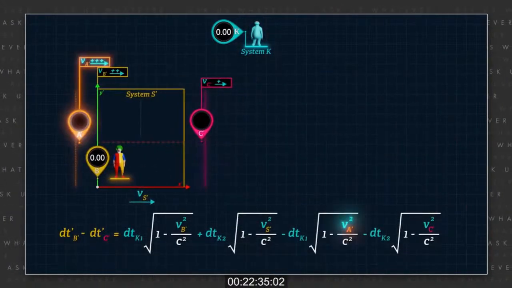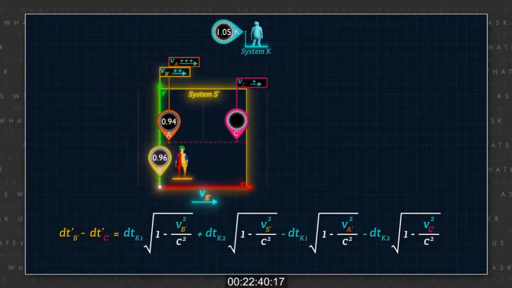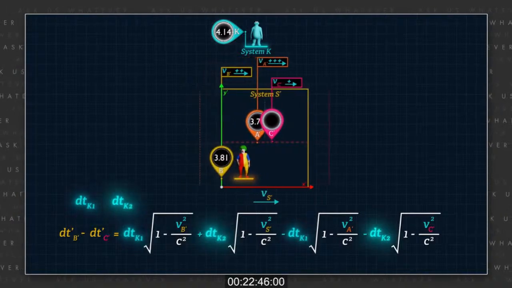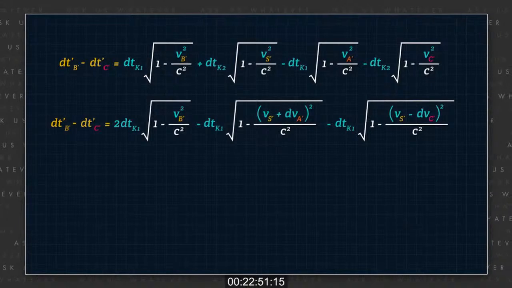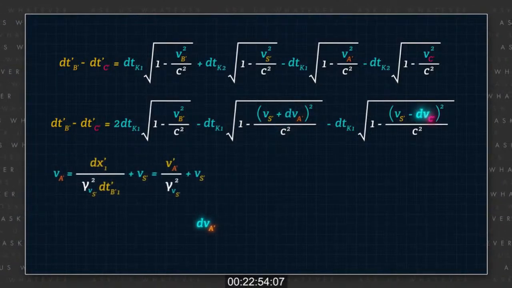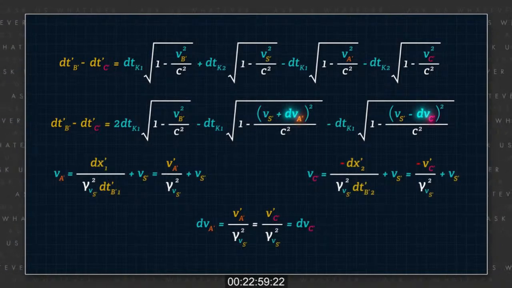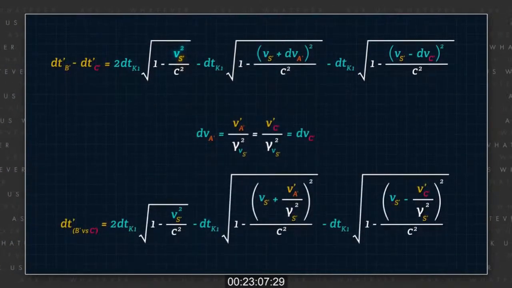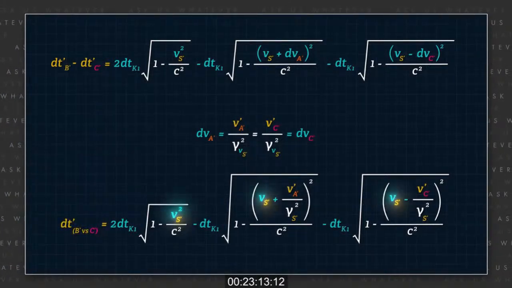When we require clocks A prime and C prime to travel at the same speed relative to a single clock in system S prime, for example, relative to clock B prime, then dt sub k1 and dt sub k2 will be equal. We can then condense this formula to the following formula, where dv sub a prime and dv sub c prime represent the differential system K speeds of clocks A prime and C prime with respect to the speed of system S prime, which is also the speed of clock B prime. We find that the formula for the difference in clock B prime versus clock C prime readings is not independent of the speed of system S prime.